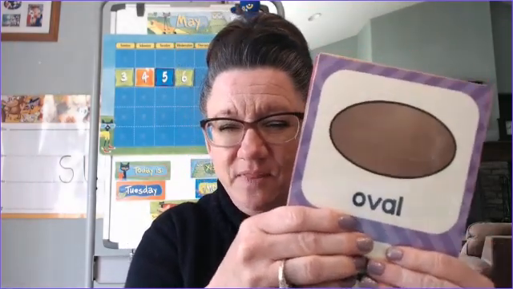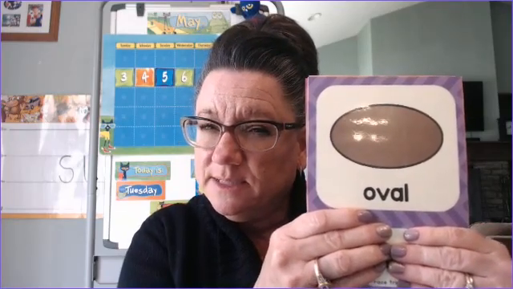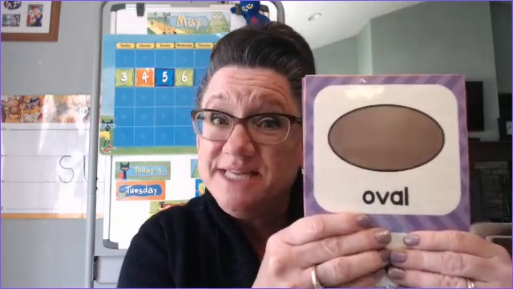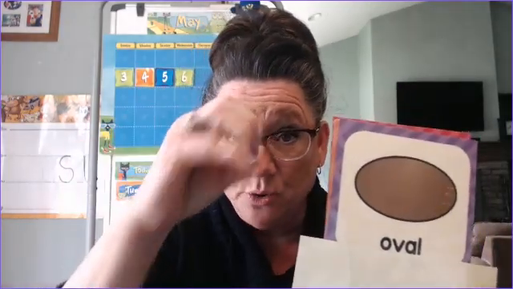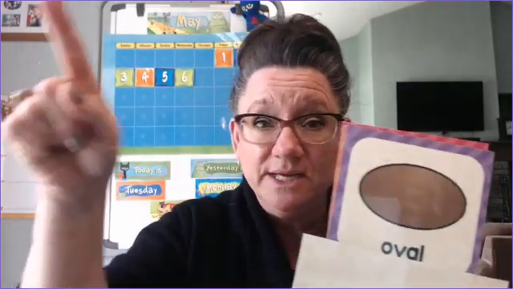All right. Let's look at this shape, think about this shape. What do we call this? It's an oval. If you said oval, you're right. How many sides does an oval have? How many sides does an oval have? Think about that. If you said 0, you were right. An oval is one curved line, no sides.